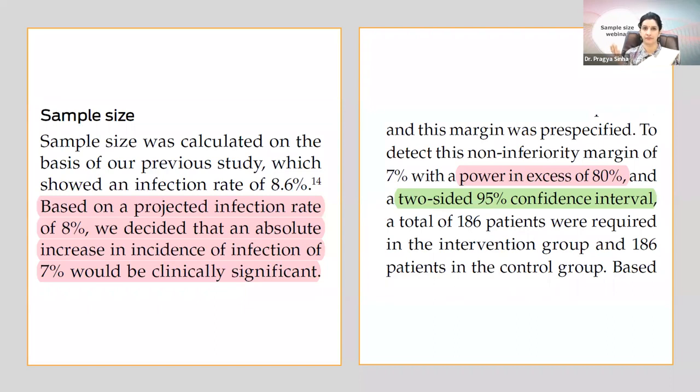That means the existing rate is 8%, so the maximum they can tolerate is up to 15%. And the power was 80%. It was one-sided.